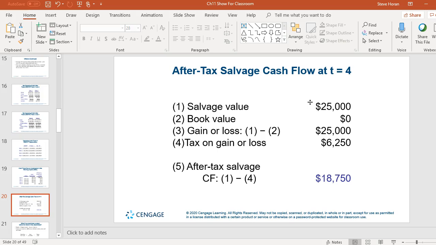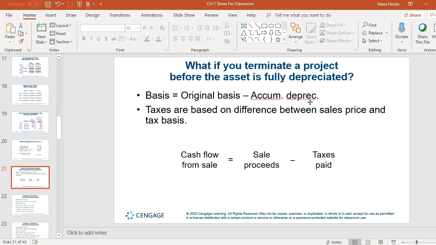So we've depreciated it all away. So that's the zero book value. So we'll have a $25,000 capital gain. And so we then tax that gain at the 25% tax rate. And what's left over is the after-tax salvage value. So we'll expect to receive net cash of $18,750 in year 4 once the project is over and we sell off the machinery.